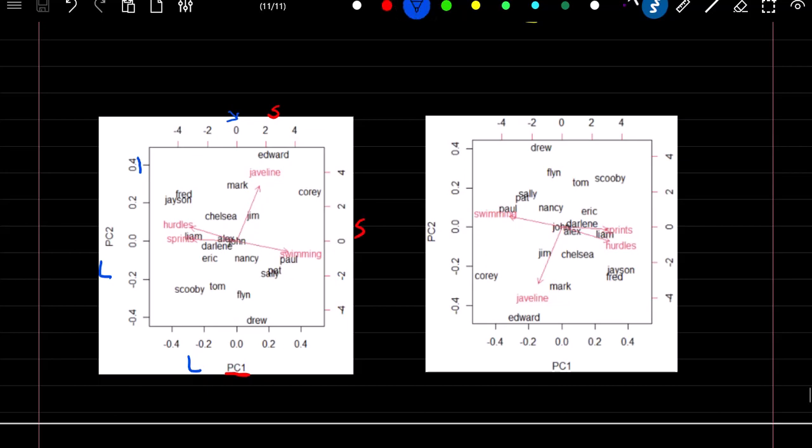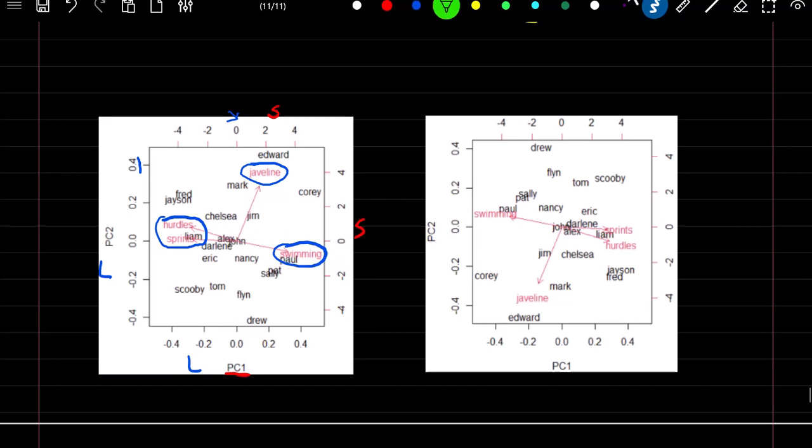Now if you notice, hurdles and sprints are very close together on our biplot. So this is another way of saying that these two variables are highly correlated with each other. And then if we look at swimming, it's on the exact opposite side of our principal component 1. So we can say that swimming is negatively correlated with hurdles and sprints. And then javelin is uncorrelated with either our hurdles, sprints, or swimming, because it doesn't go forward to the right or to the left.